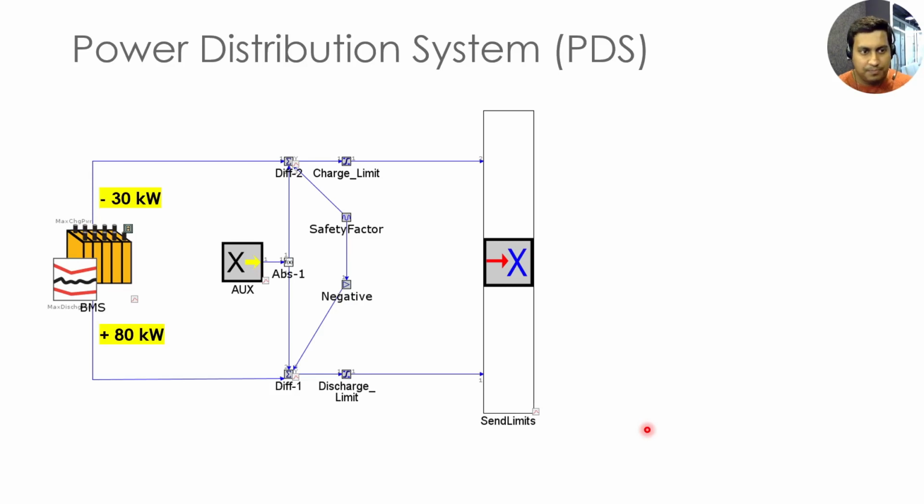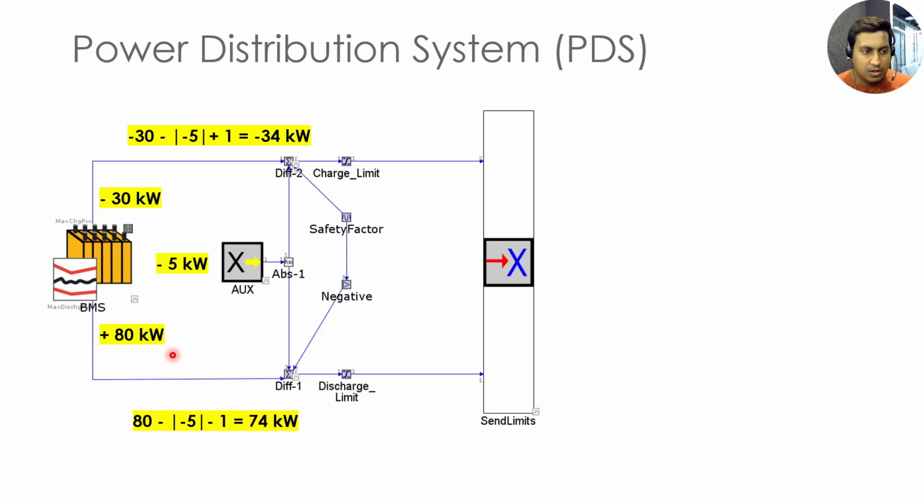Starting from the left, let's assume at a given instance, as I mentioned, it's a function of SOC and temperature. So at a given instance for a given SOC and temperature, let's assume that the charging limit of the battery is minus 30 kilowatts, whereas the discharging limit, which is indicated with a positive convention here, is 80 kilowatts. And the auxiliary consumption is, let's say, 5 kilowatts.